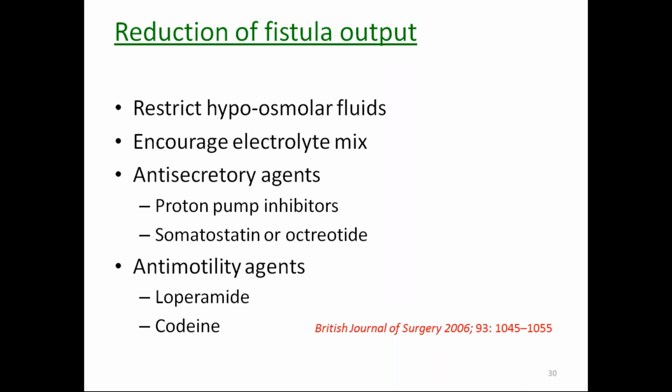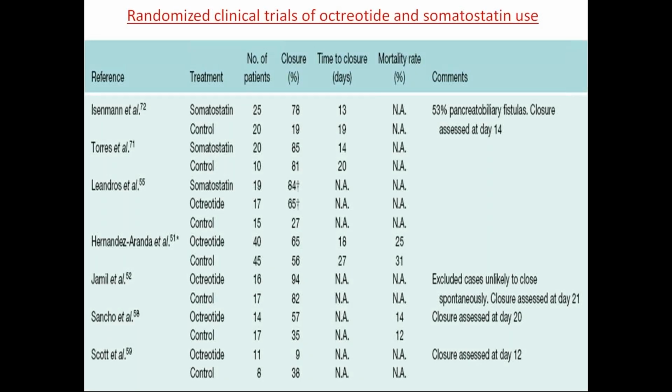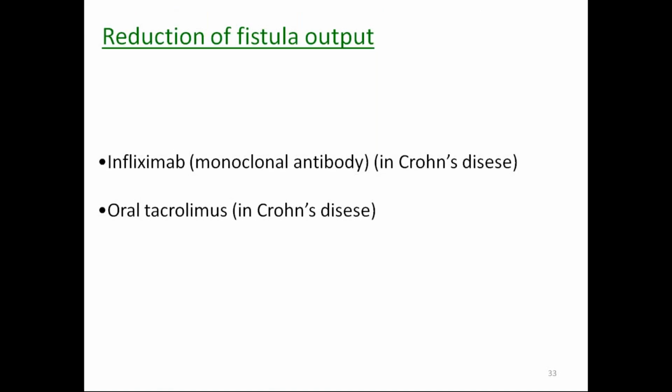So for reduction of fistula output: restrict hyperosmolar fluids, encourage the electrolyte mix, and use anti-secretory agents, that is proton pump inhibitors and somatostatin analogues, and anti-motility agents, that is loperamide and codeine. Somatostatin reduces the rate of gastric emptying and inhibits gallbladder contractions. These are some trials of octreotide and somatostatin.